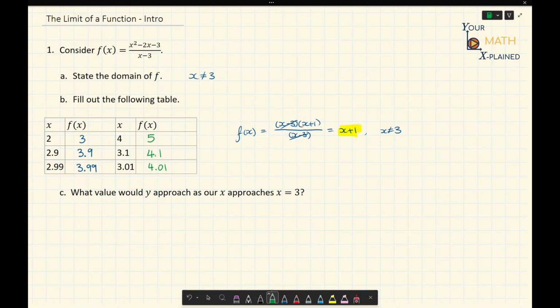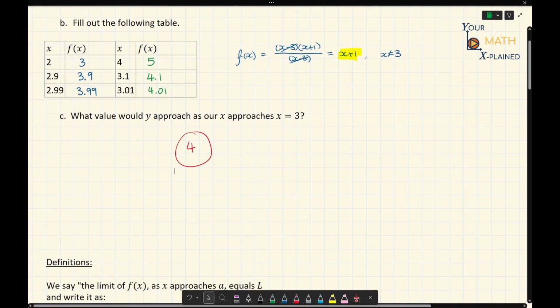So notice how we're saying that it's approaching 3. It's not equal to 3, because 3 is not in our domain. And we can see that if our x value is, say, 2.99999, then the value of y is going to be 3.99999. So our natural guess here would be that y is going to approach 4 as x approaches 3. So this is all a little bit hand-wavy, but this is the idea behind the limit of a function.